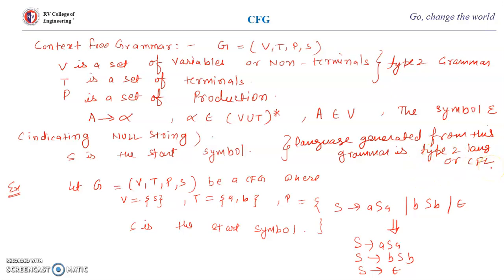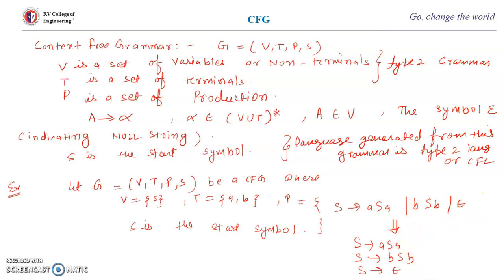Okay. So now let's take one example. Here G is a grammar that has four tuples V, T, P and S, and here V is capital S, T is small a and small b, and these are the set of productions, and S is the start symbol. Here in the left hand side of all the productions we have the single non-terminal S. So the productions are S to aSa, S to bSb and S to epsilon.